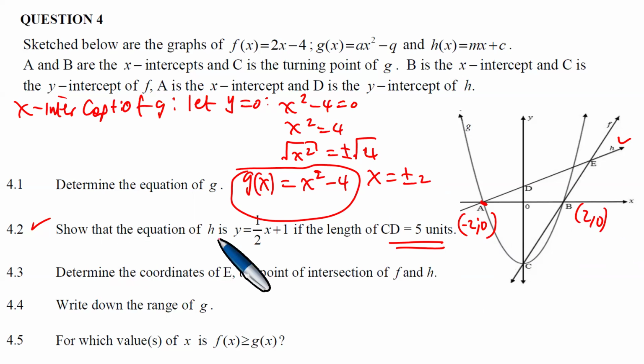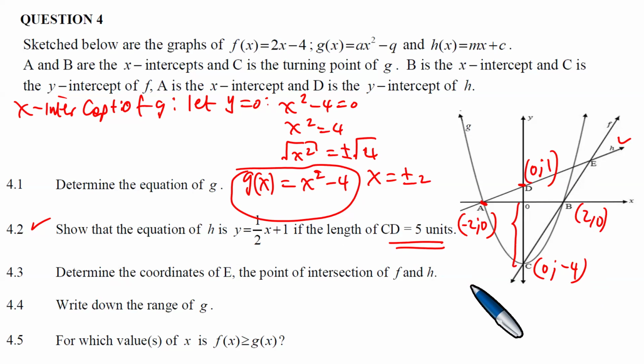And then to show that the equation of h is this, if the length of CD is 5 units, you already know this point here because of the equation, it is (0, -4). If this is 5 units, what are the coordinates here of D? Because this one is 4 units here. We have 4 units, and if this is 5 units, then D must have the coordinates (0, 1).